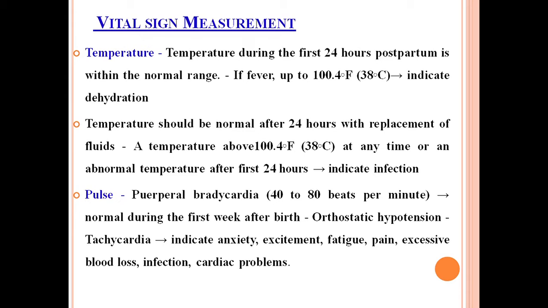A temperature above 100.4 degree Fahrenheit and 38 degree Celsius at any time or an abnormal temperature after first 24 hours indicate the infection. Pulse: peripheral bradycardia 40 to 80 beats per minute and normal during the first week after birth, and orthostatic hypotension. Tachycardia indicate anxiety, excitement, fatigue, pain, and excessive blood loss, infection, and cardiac problems.